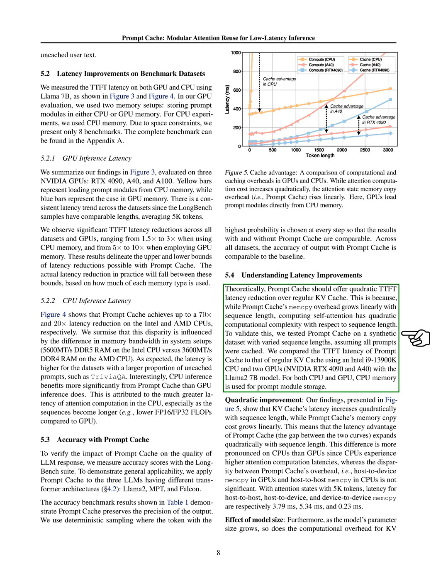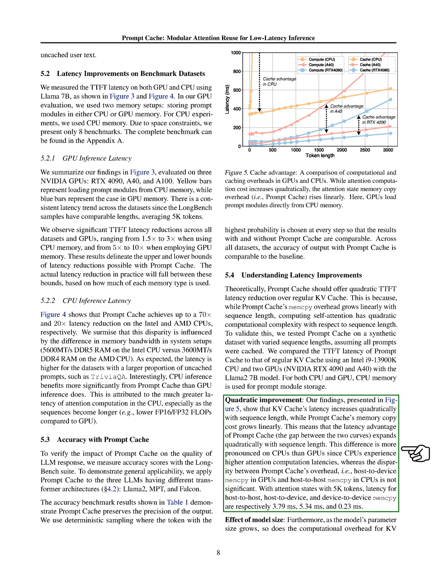We compared the TTFT latency of prompt cache to that of regular KV cache using an Intel i9-13900K CPU and 2 GPUs, NVIDIA RTX 4090 and A40, with the Llama 2.7b model. Our findings show that the latency of KV cache increases quadratically with sequence length, while the memory copy cost of prompt cache grows linearly. This means that the latency advantage of prompt cache expands quadratically with sequence length.